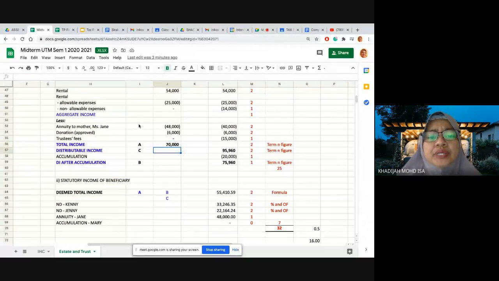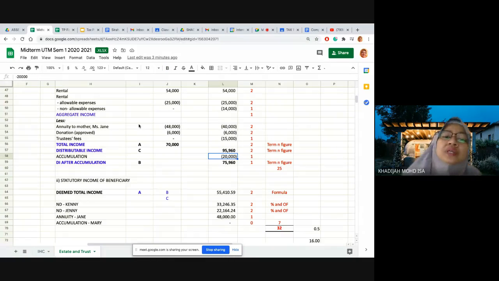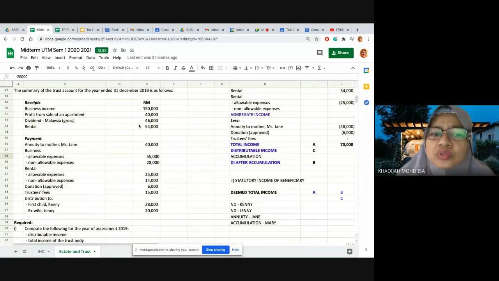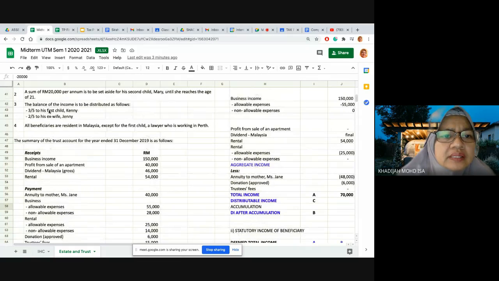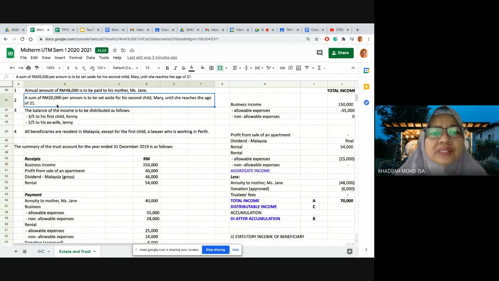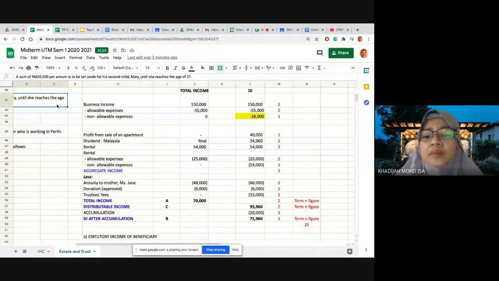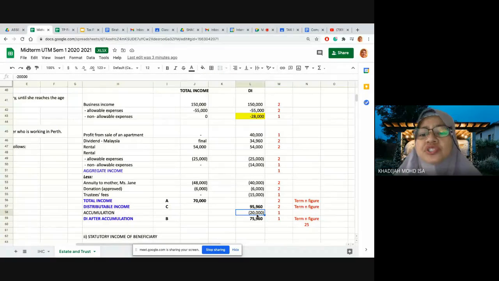And then distributed income is at 95,960. Again, this is for the term, and the figure for accumulation is 20,000. I do not know why you give 20,000 times 2. Most of you put 20,000 because a sum of 20,000 is to be set aside for Mary, but this set aside is not an annuity. This is what we call accumulation. So accumulation is deducted after your distributed income, not part of your annuity.